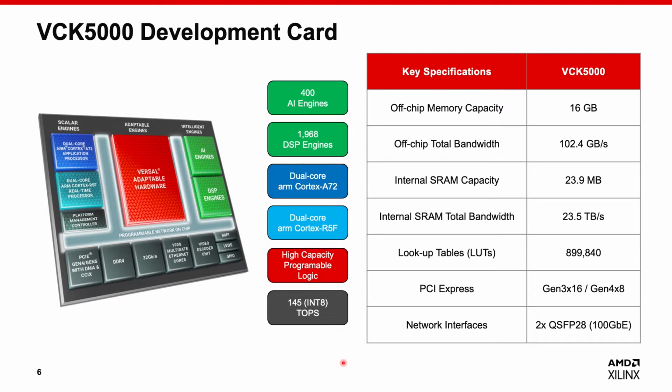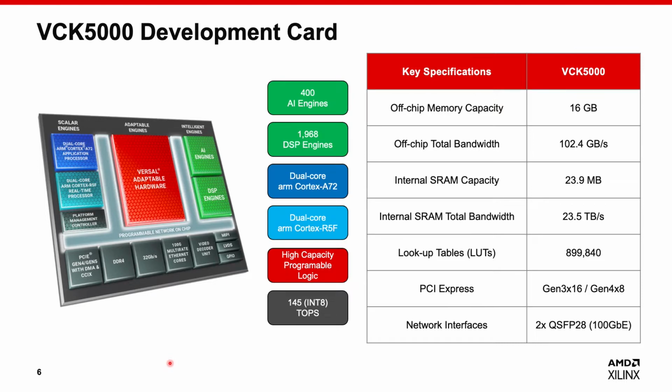The VCK5000 card features 400 AI engines running at over 1 GHz, combined with nearly 2,000 DSP engines in programmable logic. It provides up to 145 INT8 TOPS computation capability. VCK5000 is versatile. You can use AI engines or programmable logic resources according to your design needs. In the future, the on-chip dual-core ARM Cortex-A72 can also be used for the acceleration applications in VCK5000.